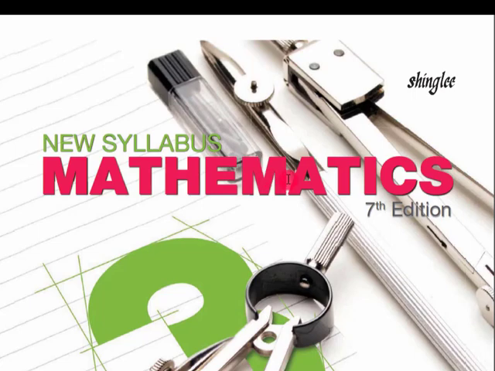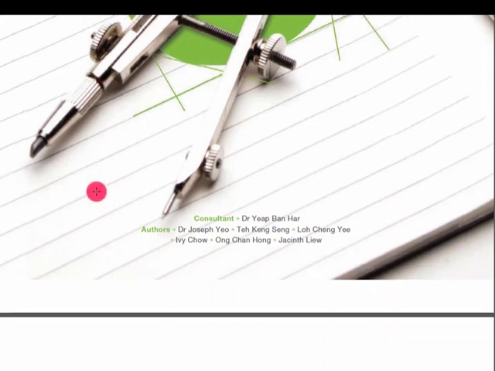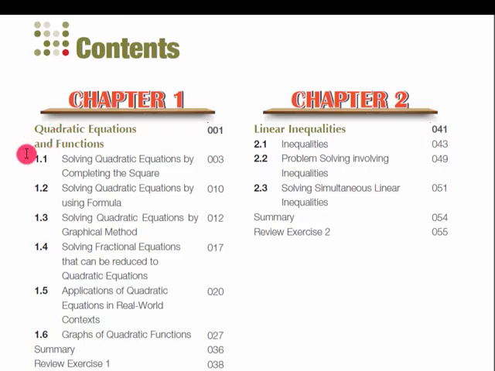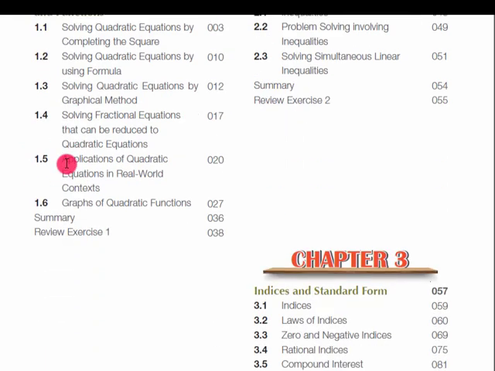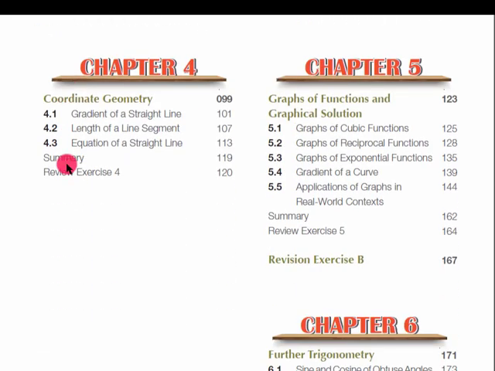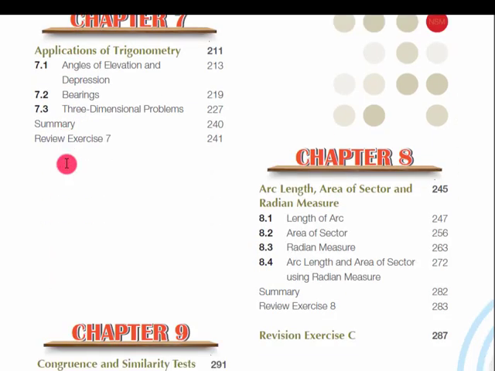The cover page of New Syllabus Mathematics D3, 7th edition, according to the Shinglee Publishers, is this. The contents according to the Shinglee Publishers vary from the Oxford Publishers. The arrangement of chapters is different in these books. According to the Shinglee Publishers, the chapter we are going to solve, Arc Length, Area of Sector and Radian Measure, is chapter number 8.